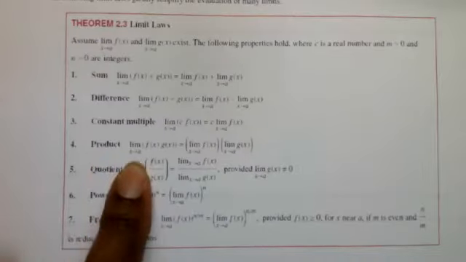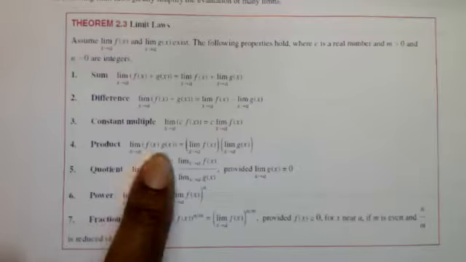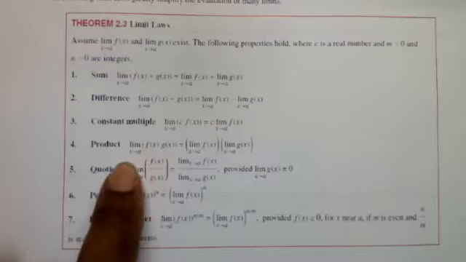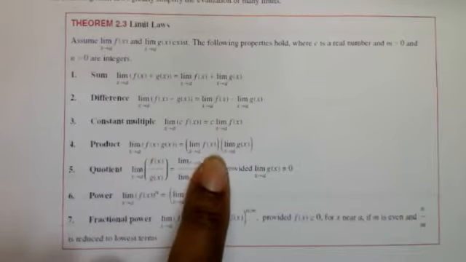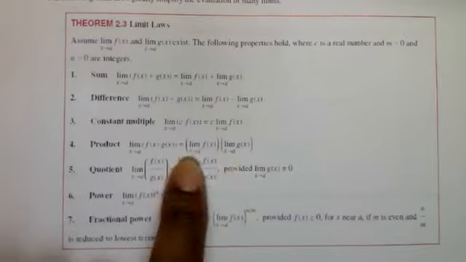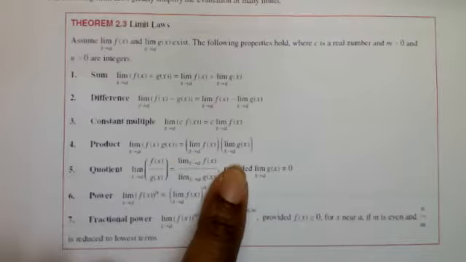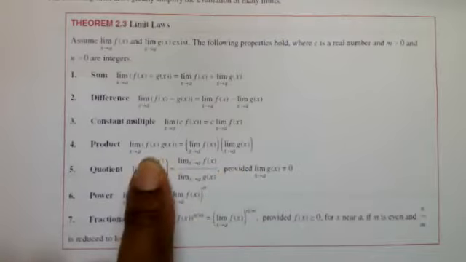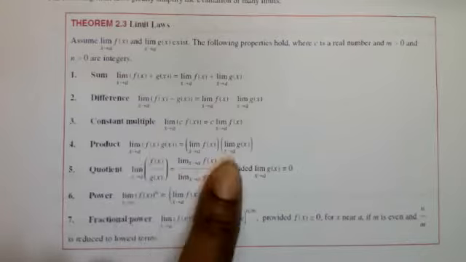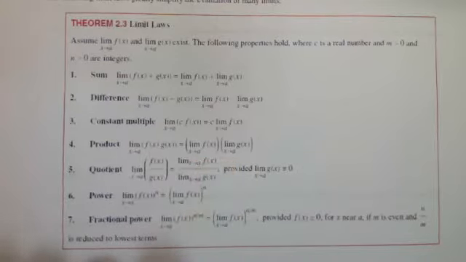Okay, also the product for limits. If I take a limit of a product of f and g as x approaches a, that's the same as taking the product of the individual limits. So the limit of a product is the same as taking the product of their individual limits as x approaches a.